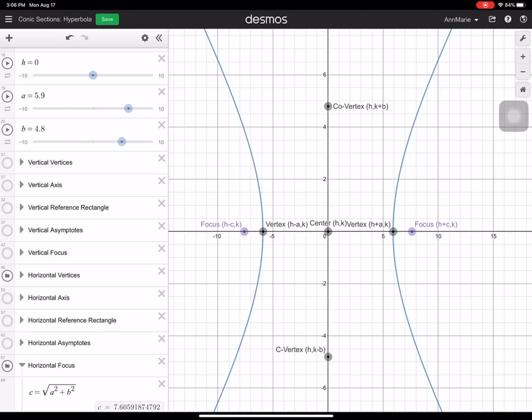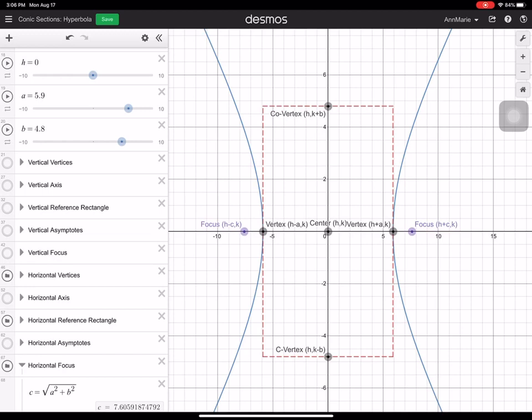As you can imagine, drawing these things might be a little challenging, and you do not have to plot a whole bunch of points in order to sketch a hyperbola. What we do is we sketch what's called a reference rectangle. This reference rectangle has vertical lines that go through both vertices and horizontal lines that go through both covertices. And you make a rectangle.